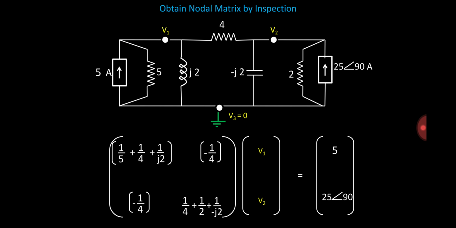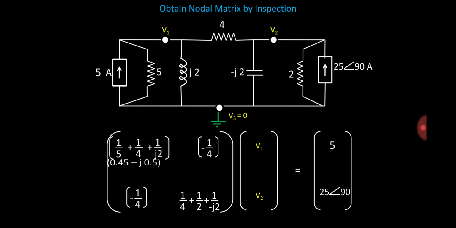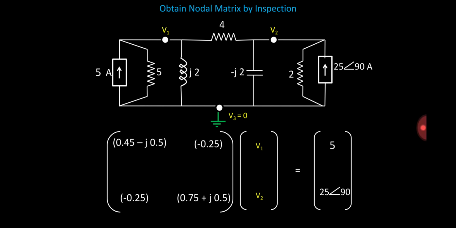Now the matrix is available with us, but it is in the form of 1 by 5 plus 1 by 4 plus 1 by j2. It will be very difficult for us for the calculation, and that's why we will prefer to convert these values into decimals. So 1 by 5 plus 1 by 4 plus 1 by j2 can be written as 0.45 minus j0.5. Similarly minus 1 by 4 can be written as minus 0.25, then minus 1 by 4 is minus 0.25, and finally 0.75 plus j0.5. This conversion of the original matrix into decimals is beneficial for us in the calculation. So finally we have the matrix available by inspection for the given network.